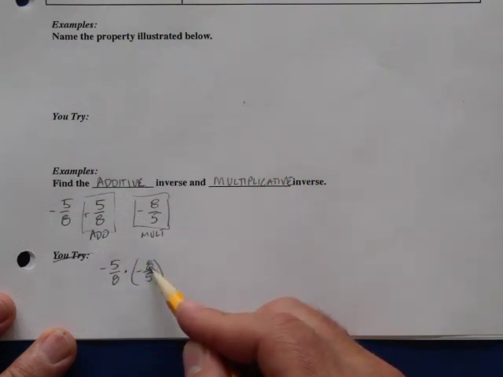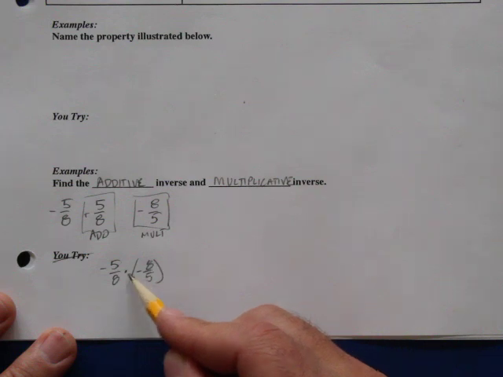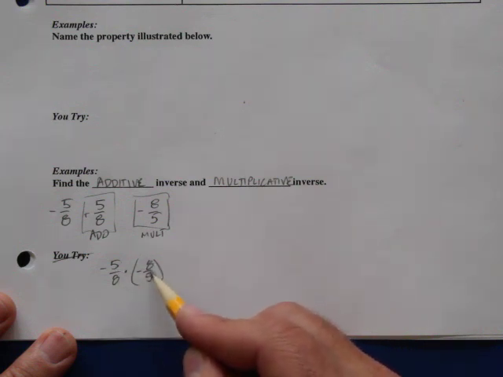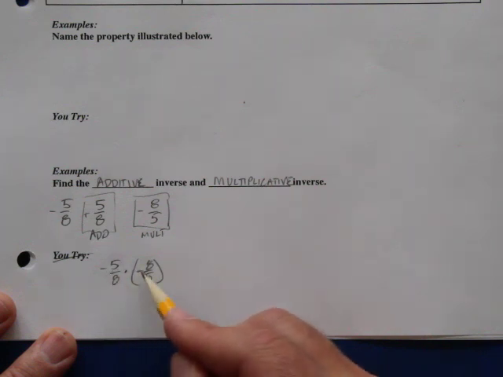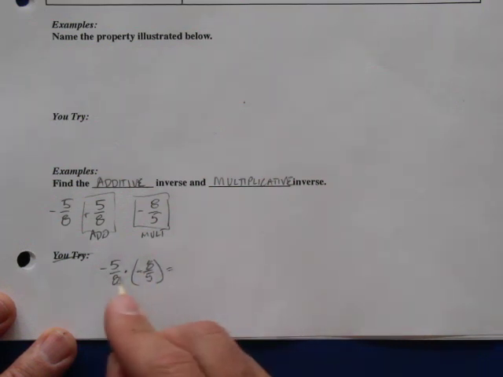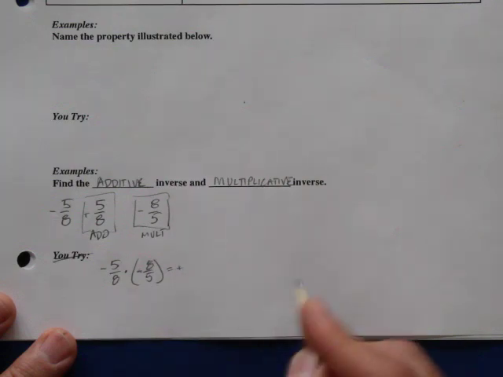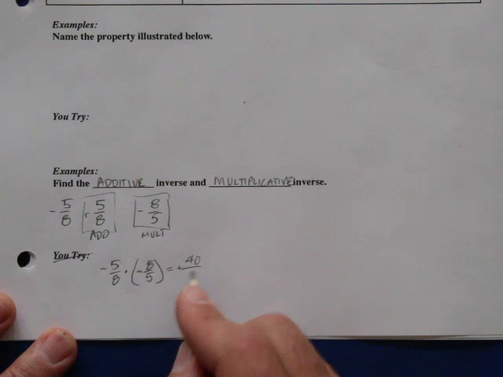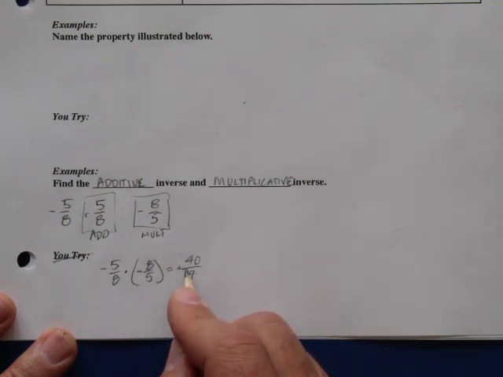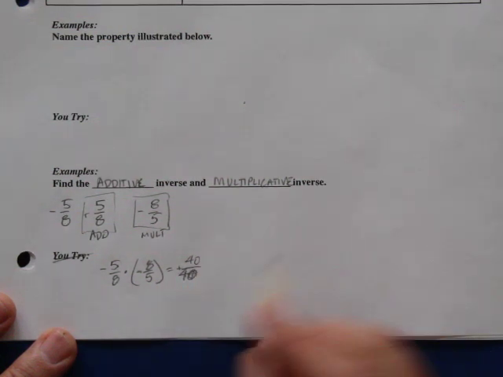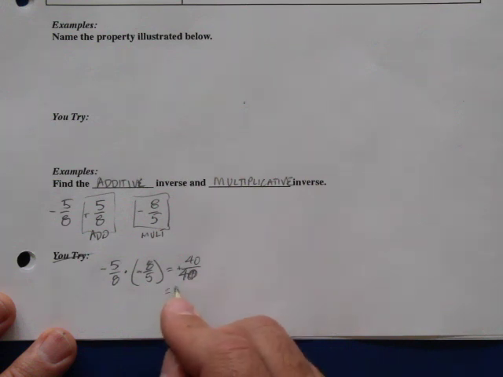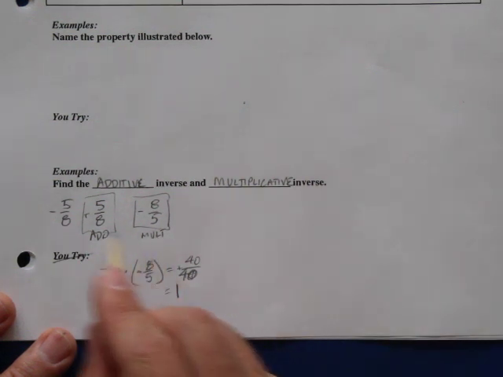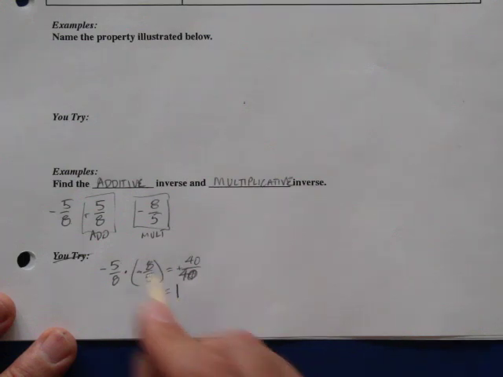Notice how I flip these. I took the reciprocal of 5/8 and made it 8/5. I kept it negative because I want the answer to be positive. So negative times negative is positive. Okay, I'm good there. 5 times 8 is 40. 8 times 5 is 40. 40 divided by 40 is 1. All right, so I have the multiplicative inverse because I know when I multiply these together, I get 1.